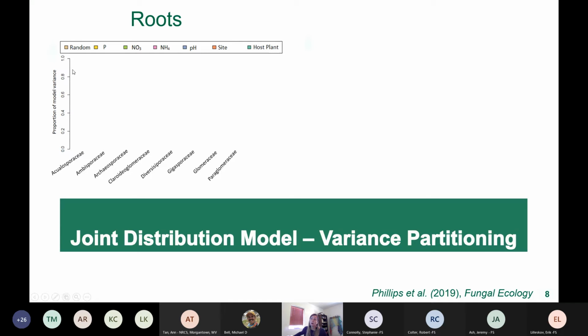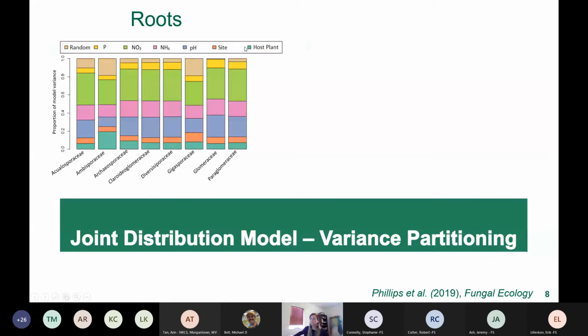And on the y-axis here, we have the proportion of model variance. So what this figure will show is how much of the variance in the model for the abundance of each of these families can be attributed to these variables. So this is for root data. So I looked at the composition of the vascular mycorrhizal fungi in roots.